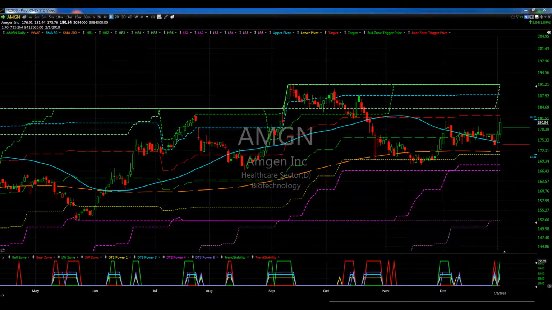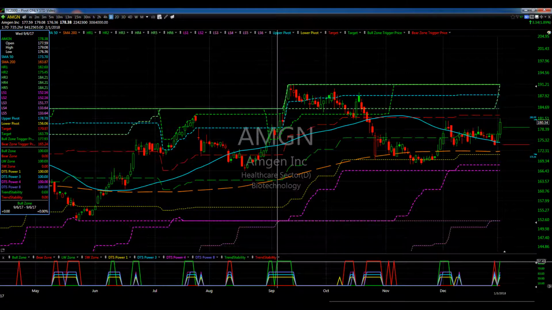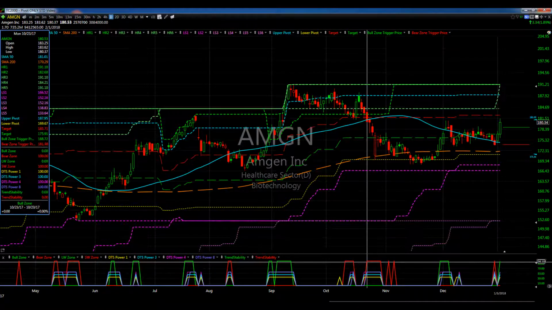This is a mini tutorial on what the lines mean on my charts if you're a first-time viewer or it's been a while since you viewed. We're scanning on weekly and daily charts for my condition. When this green line is up, it's my bull zone, and when the red line is up, it's my bear zone.